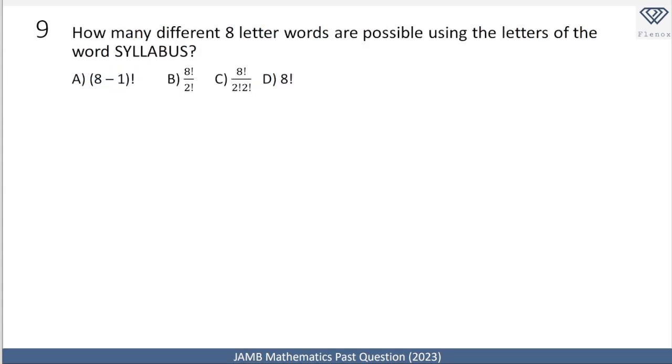We are told to find how many different 8-letter words are possible using the letters of the word syllabus. Now, this is a permutation question. And a permutation question, in the sense, is: in how many ways can we select 8 letters from this?